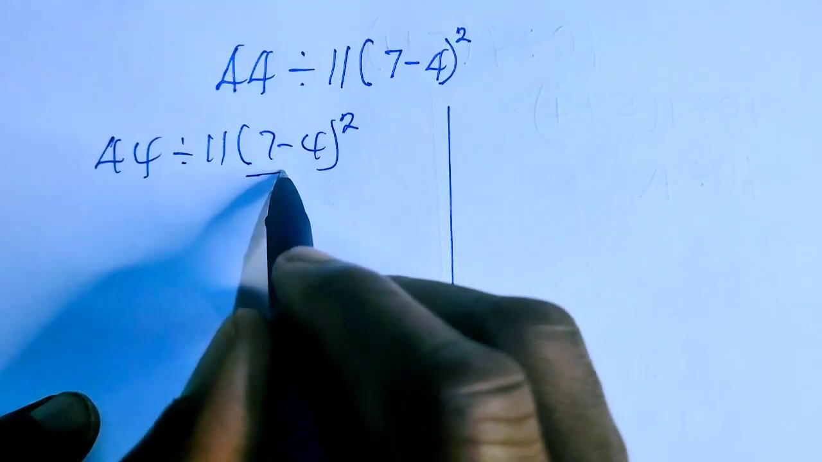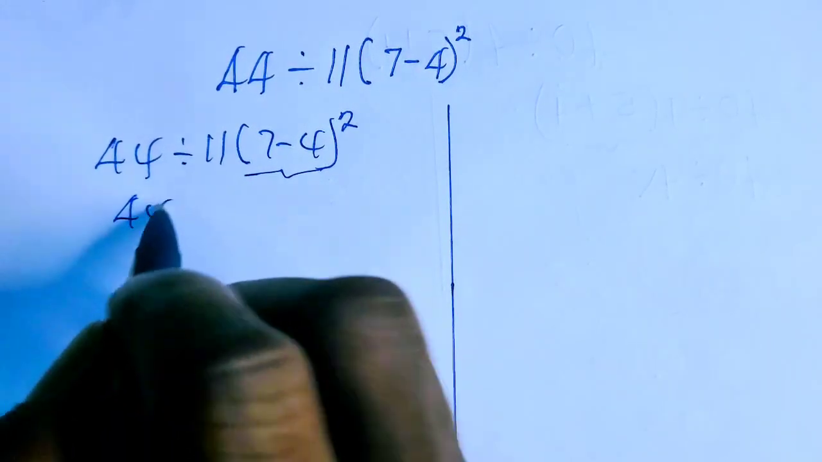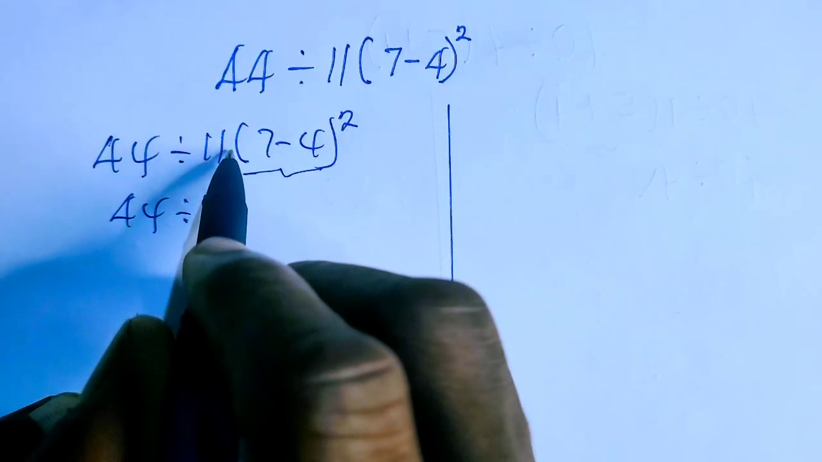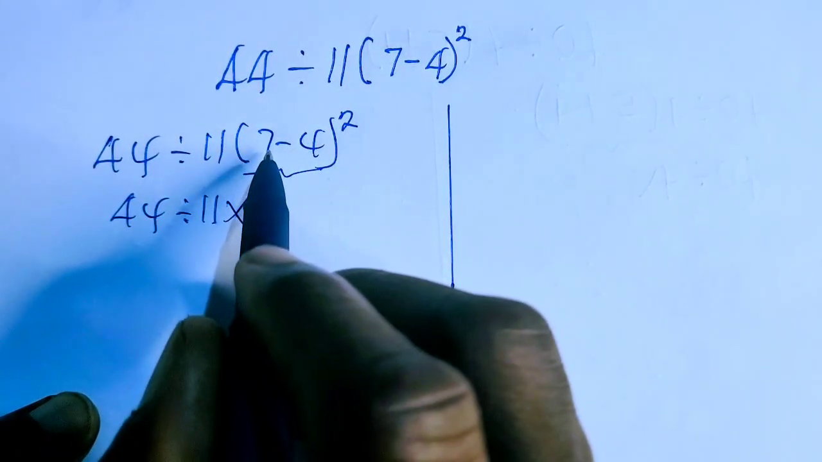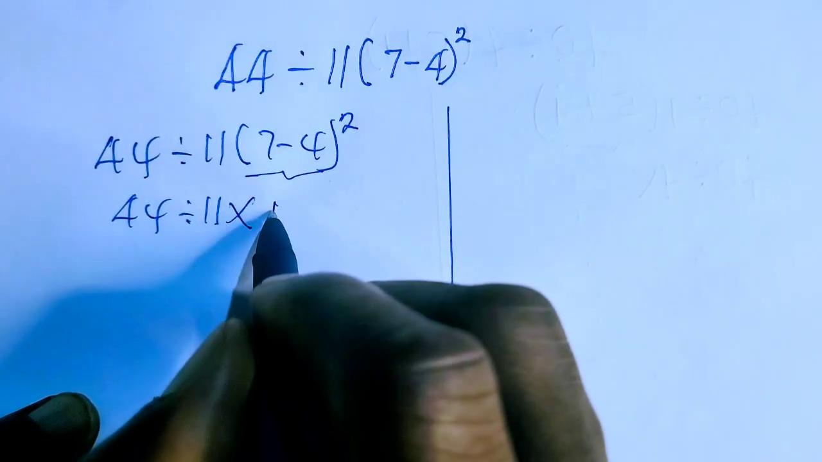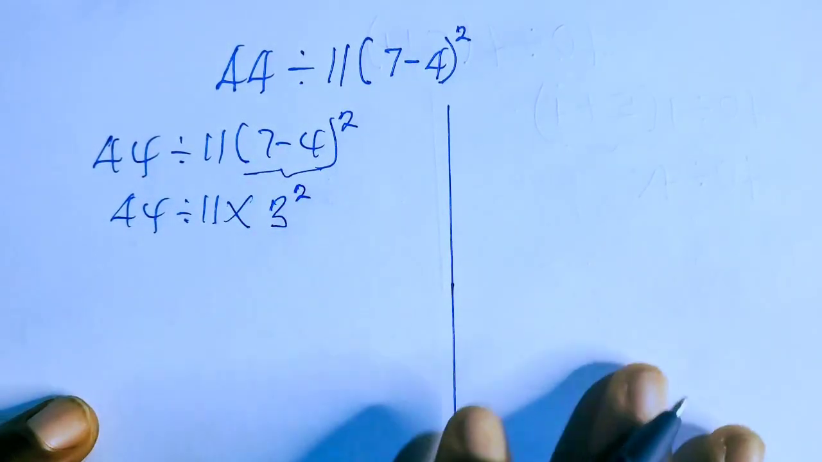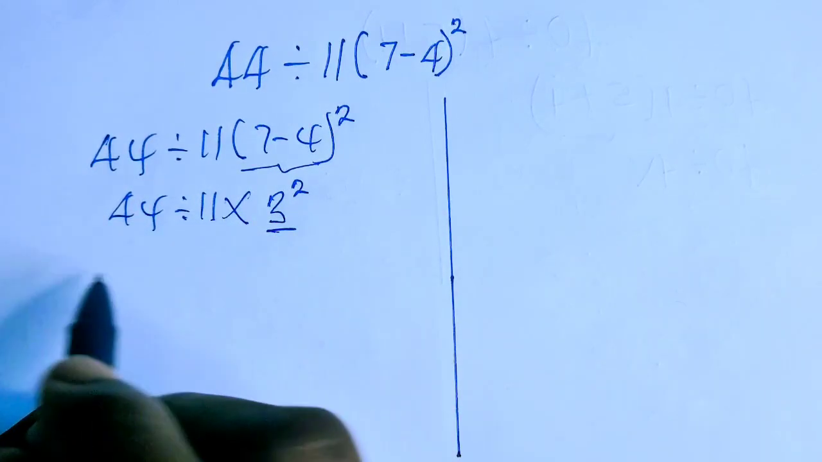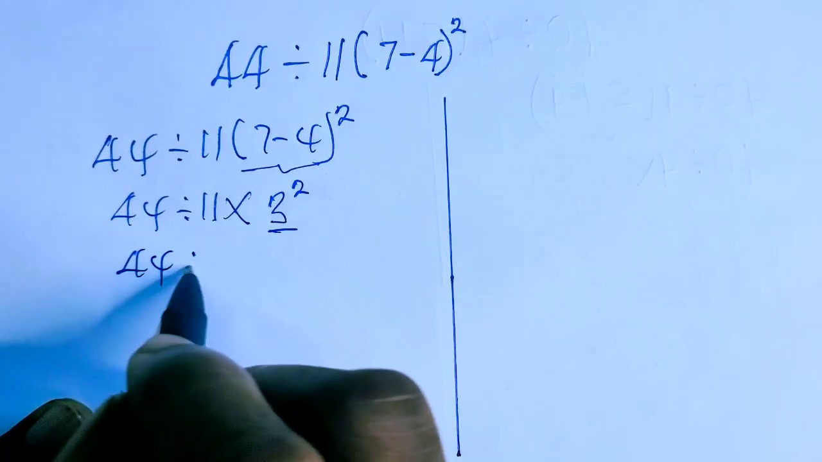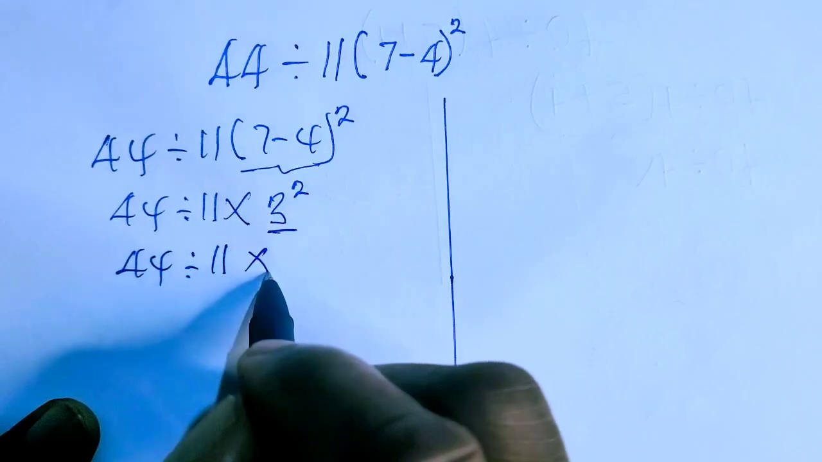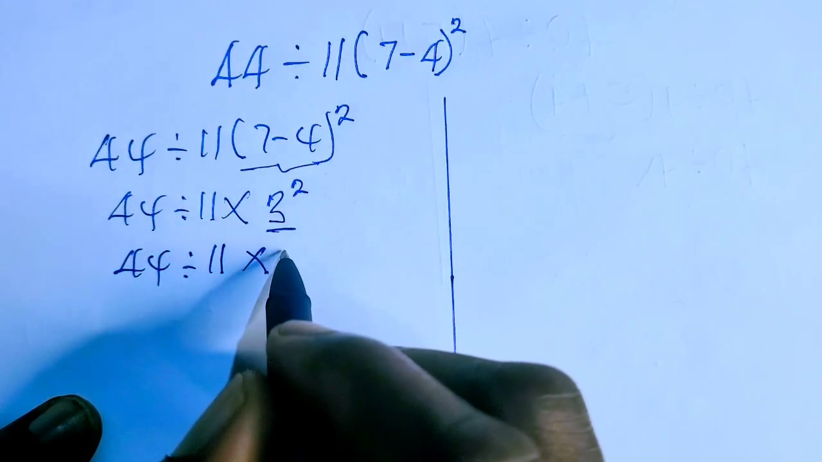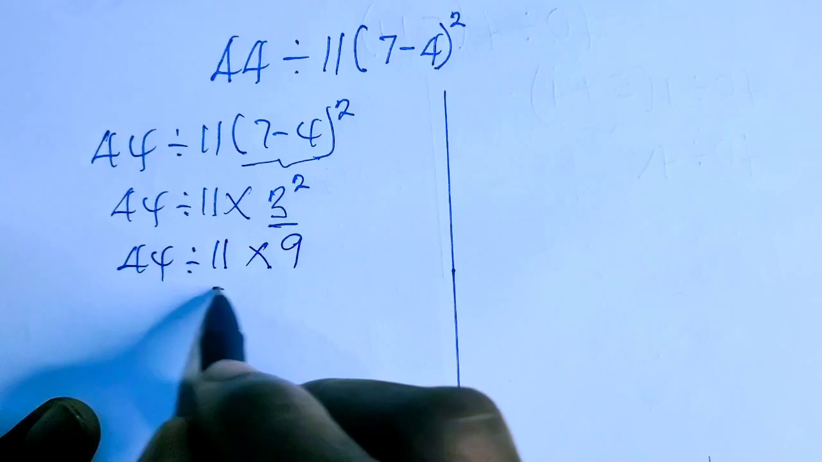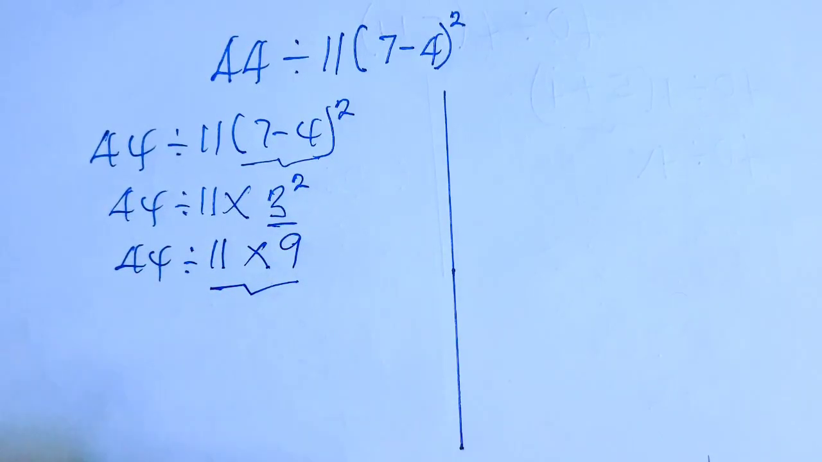Now, let's start off with this. We have 44 divided by 11. Because of this parentheses, we have multiplication here. When 7 minus 4, that gives 3 to the power of 2. Then, first of all, simplify this. We have 44 divided by 11 multiplied by 3 to the power of 2. That gives 9. Then here, they consider this multiplication.